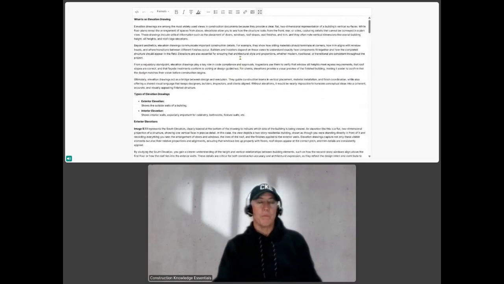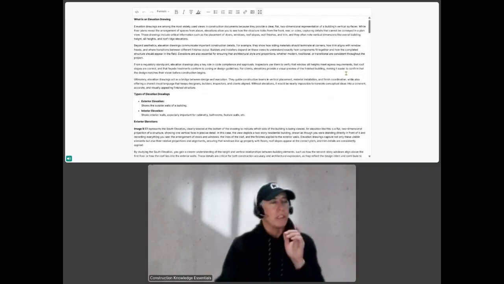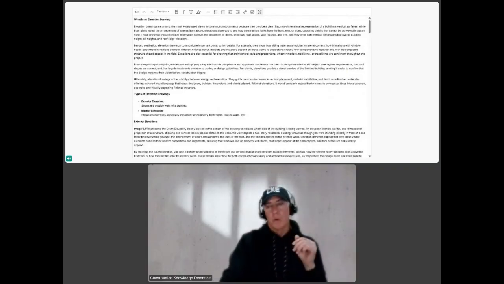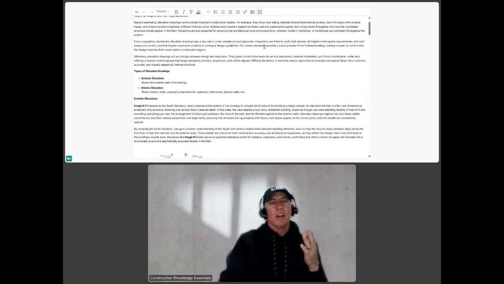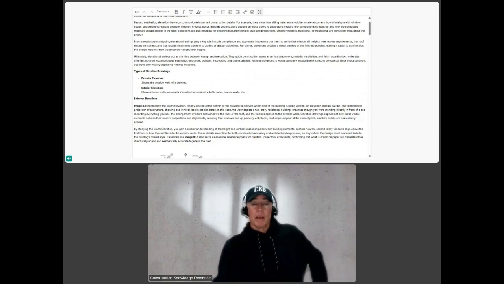Now, it's interesting because with elevations, everyone's like, yeah, it's just north, south, east, and west. As much as I agree with you, there's a lot that comes along with that, which is what your elevations entail. There's also interior elevations. So you have your exterior, which is obviously the outside of the building or structure, and then there's the interior.